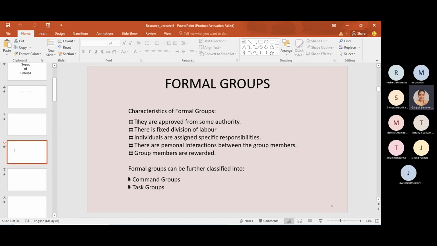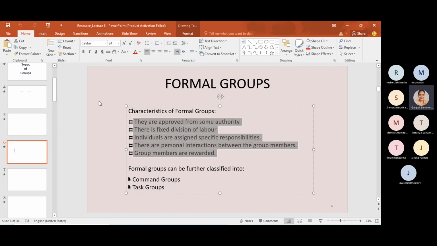Okay, so here you can see the characteristics of formal groups. The first characteristic is that they are approved by some authority. The people who are in the formal group are approved by some sort of authority, right?